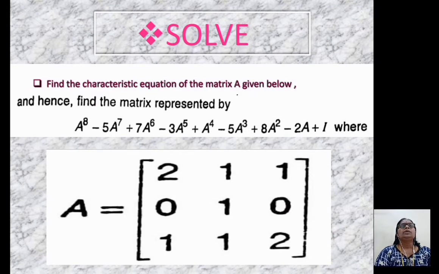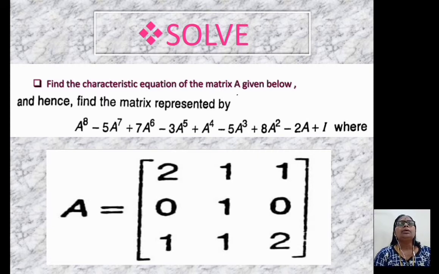Now we solve the second example. Find the characteristic equation of the matrix A given below, and hence find the matrix represented by the term A raised to 8 minus 5A raised to 7 plus 7A raised to 6 minus 3A raised to 5 plus A raised to 4 minus 5A cube plus 8A square minus 2A plus I, where A equal to square matrix of order 3 by 3, whose first row is 2 1 1, second row is 0 1 0, third row is 1 1 2.